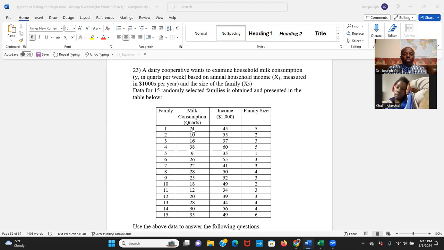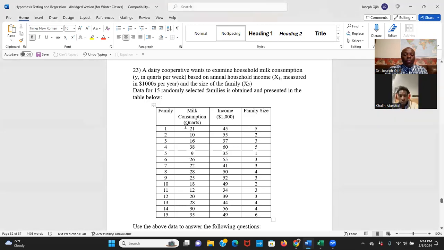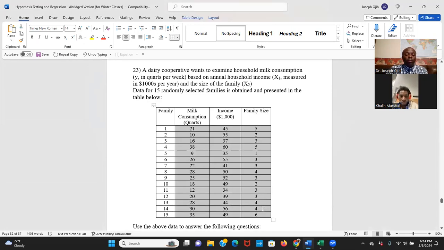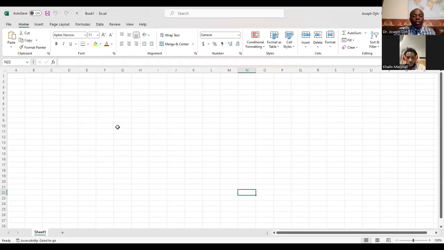So the first thing to do is to put this data set in Excel. Like I said, this side, family, is just a serial number. We don't need it. We only need the milk consumption, which is the y. This is the y variable right here. This is the x1 and this is the x2, the independent variables. So I'm going to copy this. When you're copying this, don't include the titles because it might mess up the Excel field. So just start from here. After, you can add a title. Okay, Control C. You copy this. Then you open up Excel and paste it there.